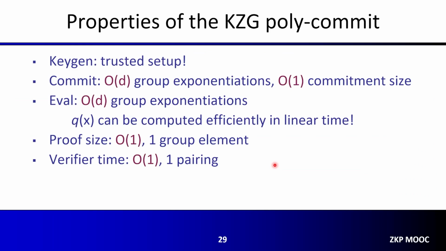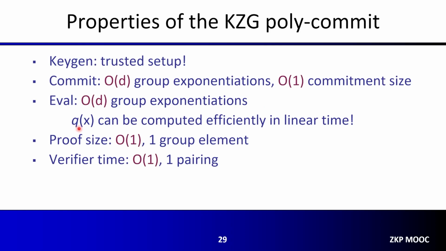Finally, let's look at the properties of this KZG polynomial commitment scheme. In the key generation algorithm, as we discussed, it requires a trusted setup. Someone has to pick this secret key tau, generate the global parameters, and remove this secret key tau completely. Otherwise, the security will be broken. The commit takes order of d group exponentiations to compute g to the power of f of tau given the global parameters. And the size of the commitment is constant. It's only one group element in the base group. And for the evaluation algorithm, the complexity is, again, order of d group exponentiations to compute g to the power of q of tau.